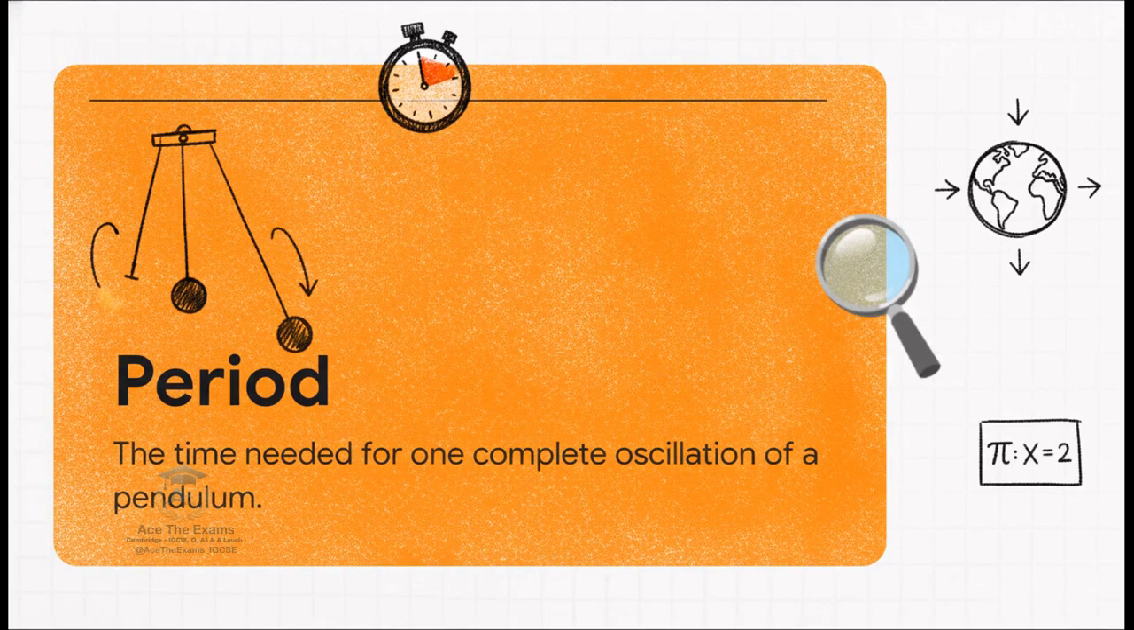And that brings us to a really fundamental definition, the period. This is quite literally just the exact time needed for one complete oscillation of a pendulum, so swinging from its starting point all the way across and all the way back.